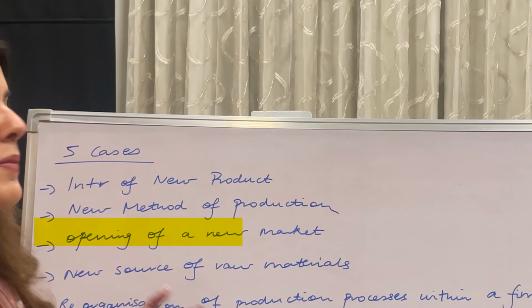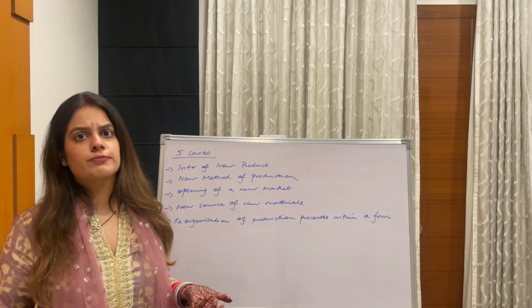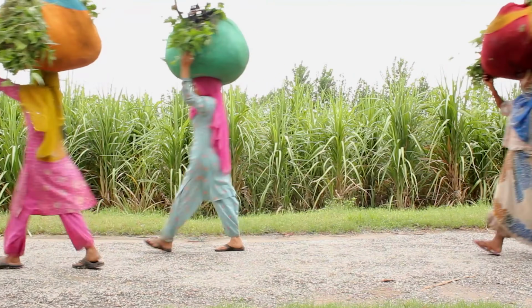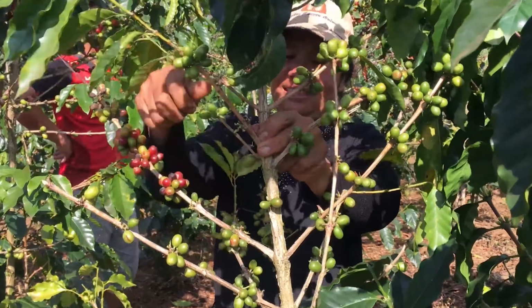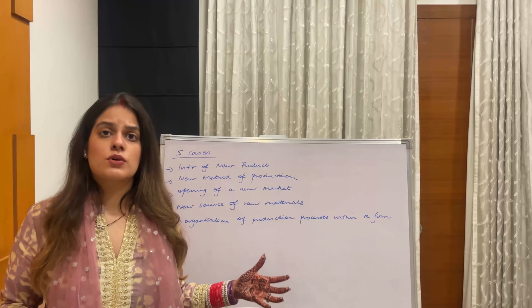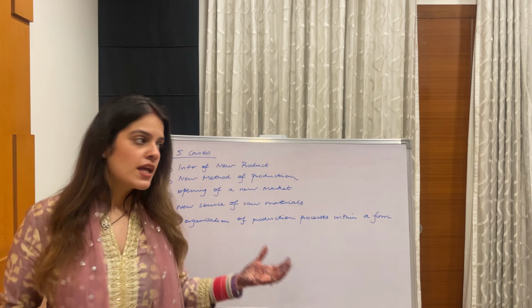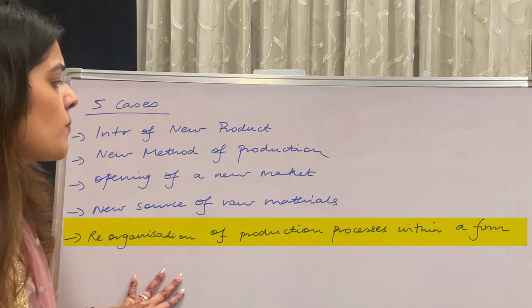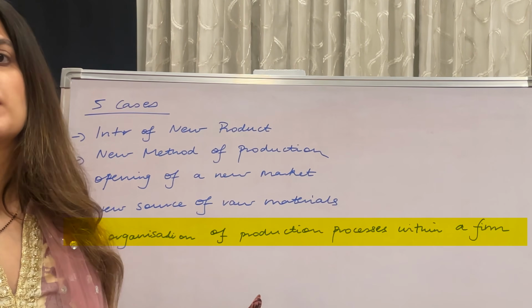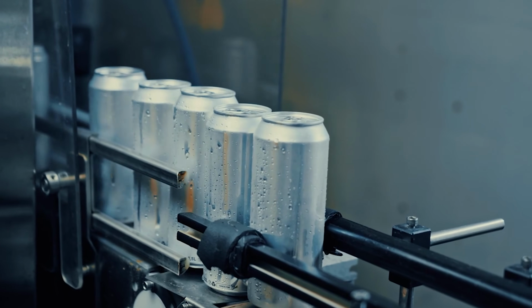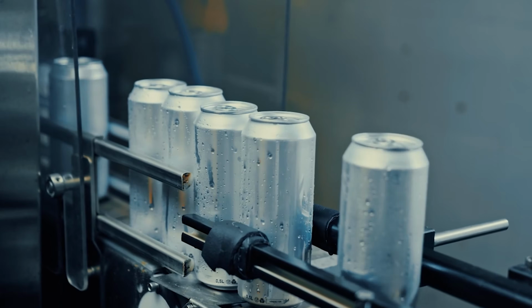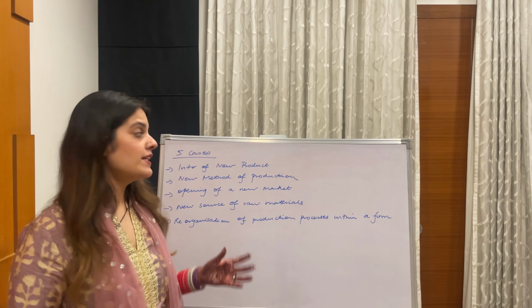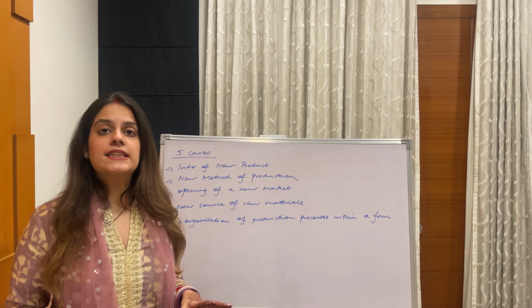Fourthly, new source of raw materials. Of course, now we found that some distant village is having the same raw material which I want at a much lower cost. So maybe I have discovered that new source of raw materials. Now I can have cheaper raw materials. So that is also an innovation. And fifth, reorganization of the production process within a firm. If there is some reorganization of processes which leads to a better, more innovative manner, that's also a kind of innovation. So these are the 5 cases of innovation.